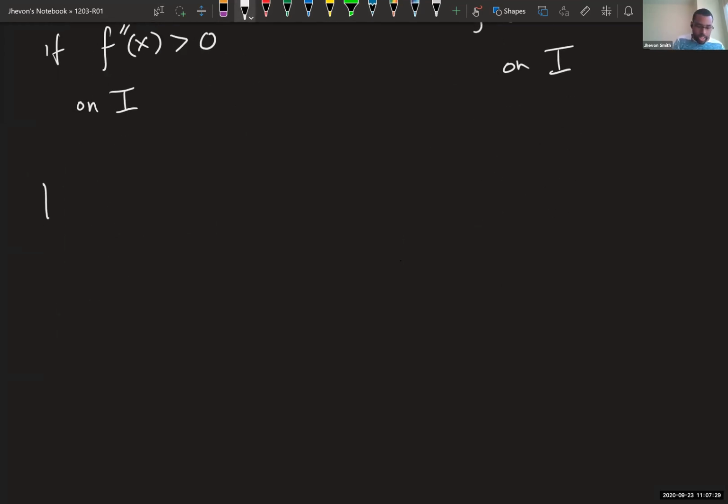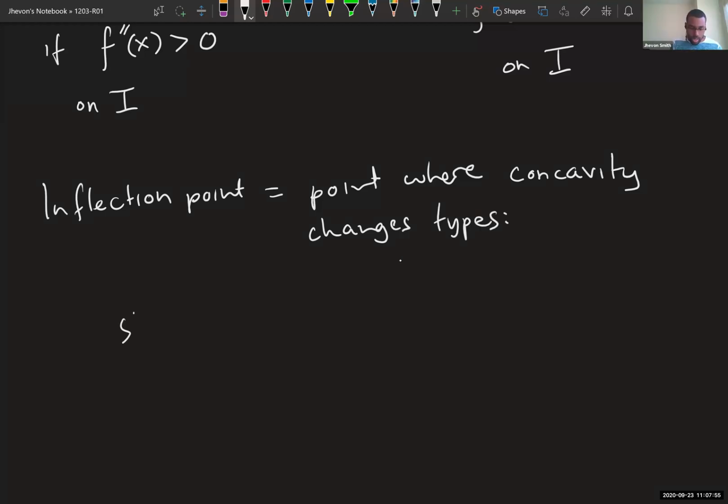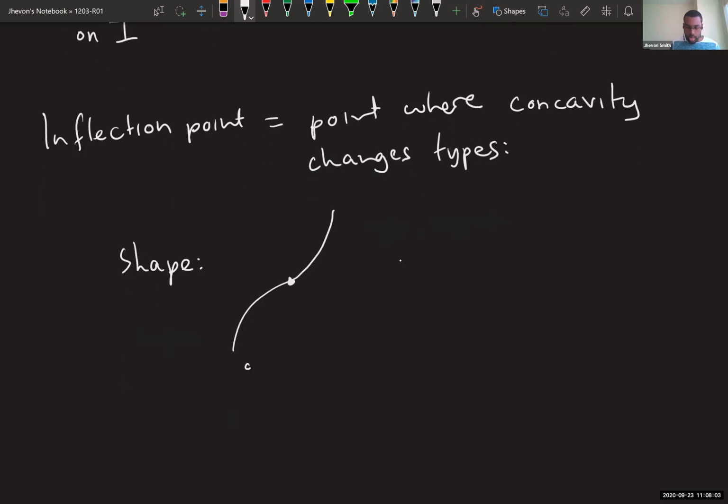Okay. What about inflections? What is an inflection? What happens at an inflection? It's where the concavity changes. It's the point where concavity changes. If you're looking at shapes, it could be something like this, where we were concave down on this side, then we move to concave up. Or it could be like this, where we were concave up, then we switched at this point to concave down, or anything like that.